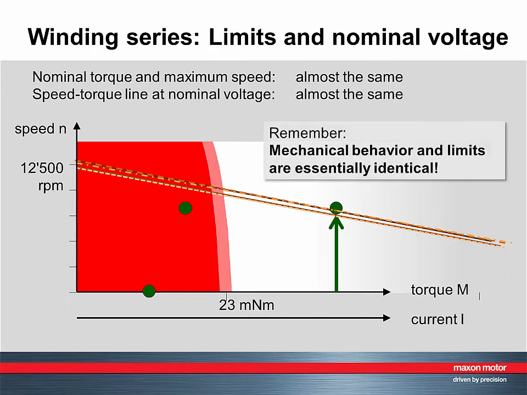What we can learn from this is that for a given motor type, the mechanical behavior and the limits are essentially identical. It doesn't matter which winding you take. It also means that load operating points can equally well be reached with any of these windings.